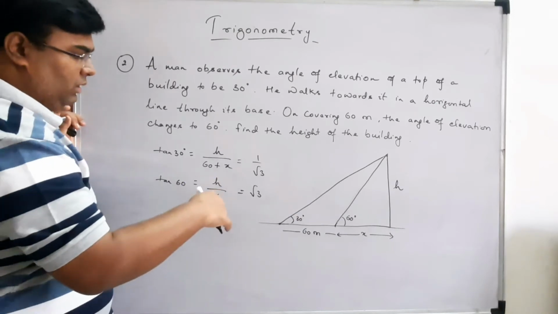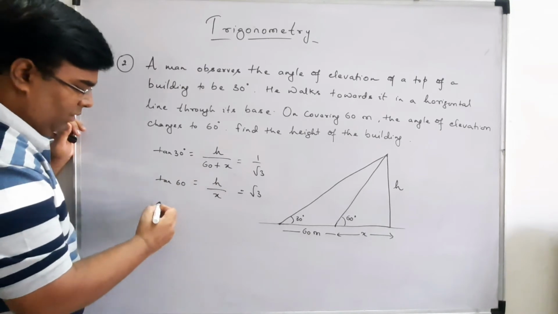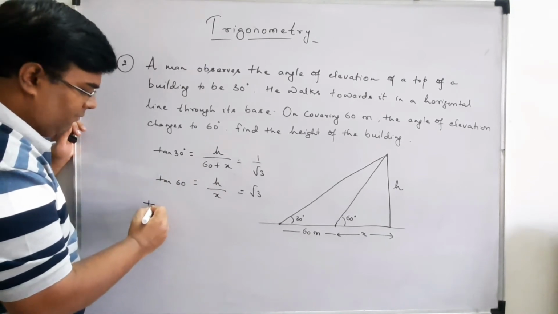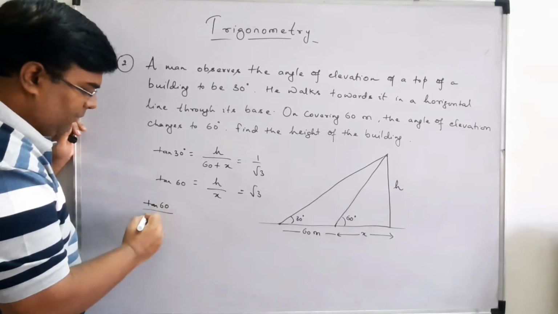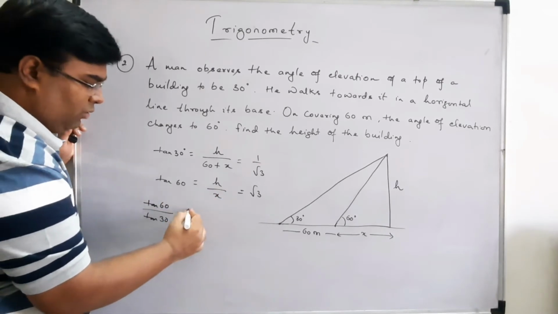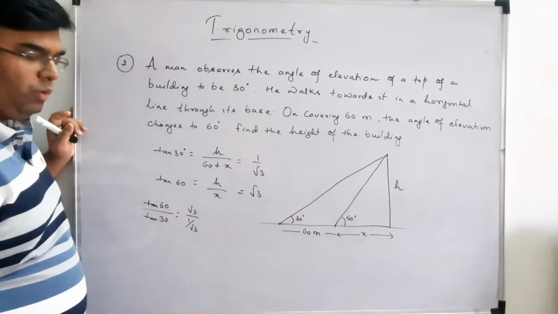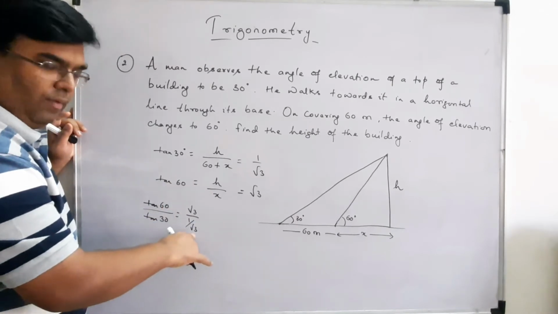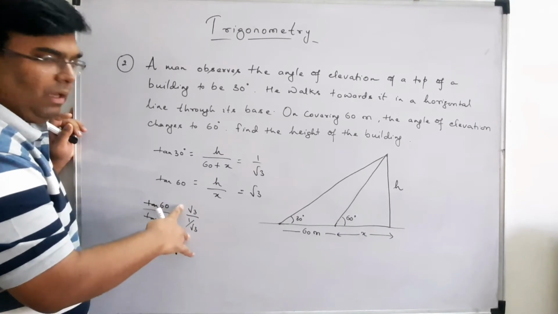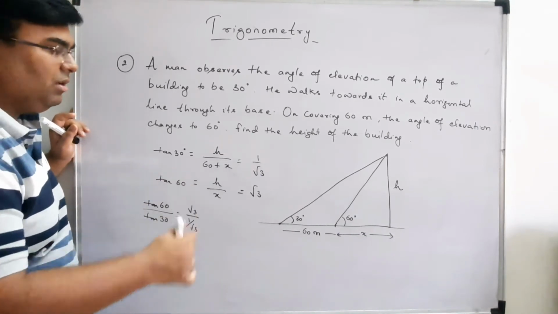So if you do this, suppose I am doing this tan 60 upon tan 30. So let us write here tan 60 upon tan 30. Tan 60 is root 3 and this is 1 upon root 3. So next step, root 3 multiplied by root 3 will become 3. So we will get rid of the irrational part.